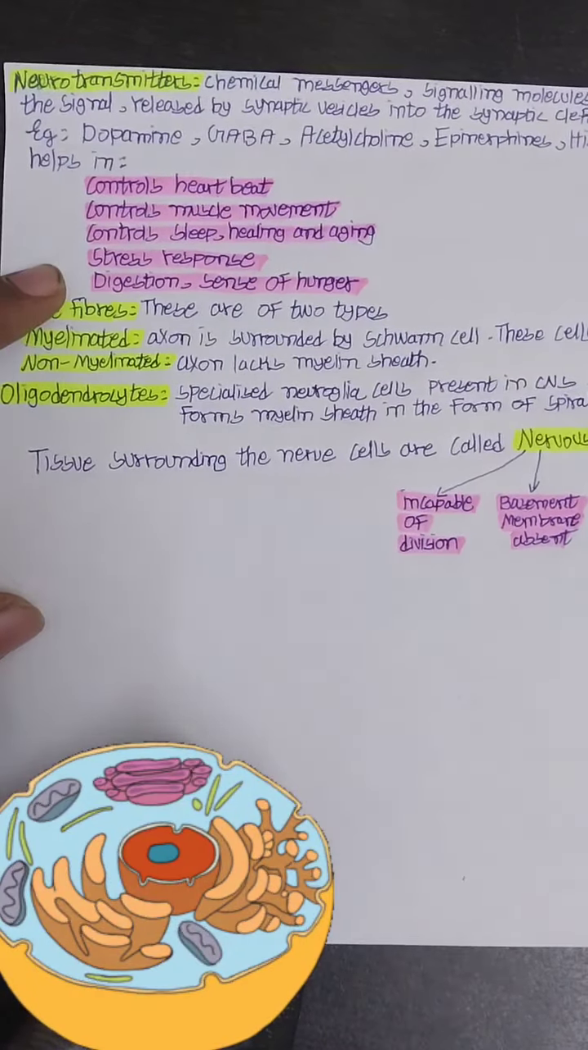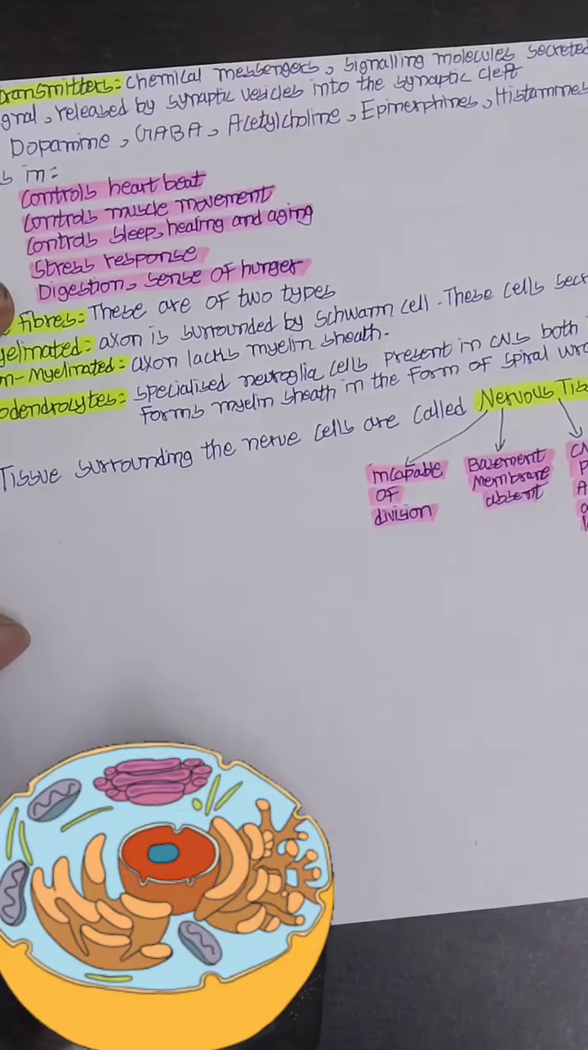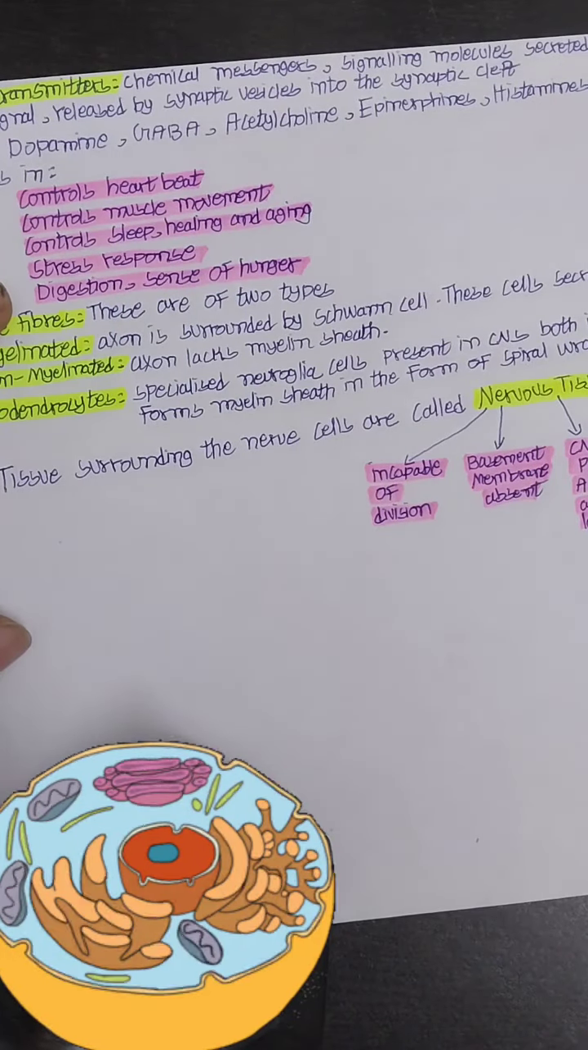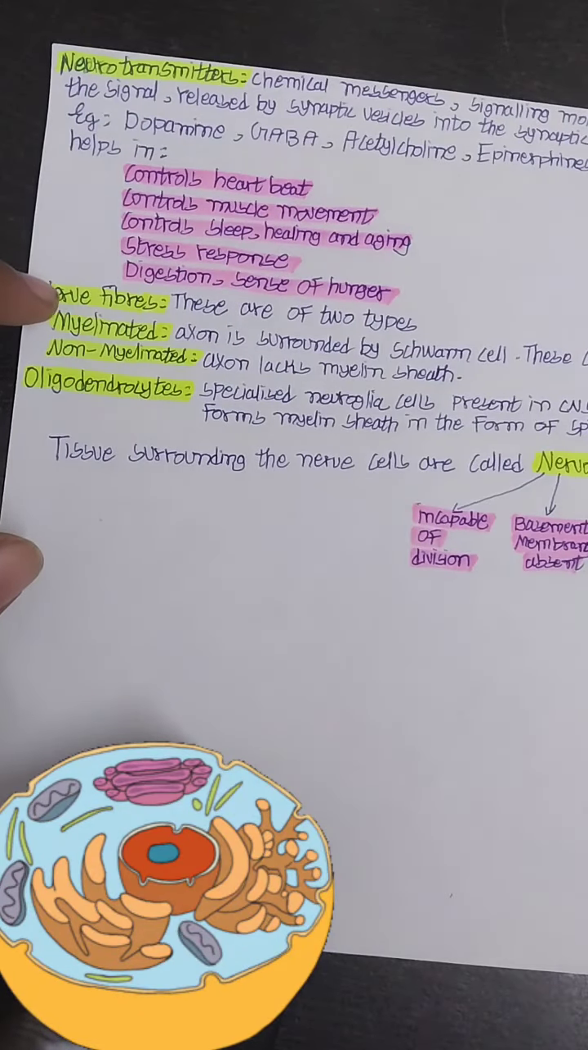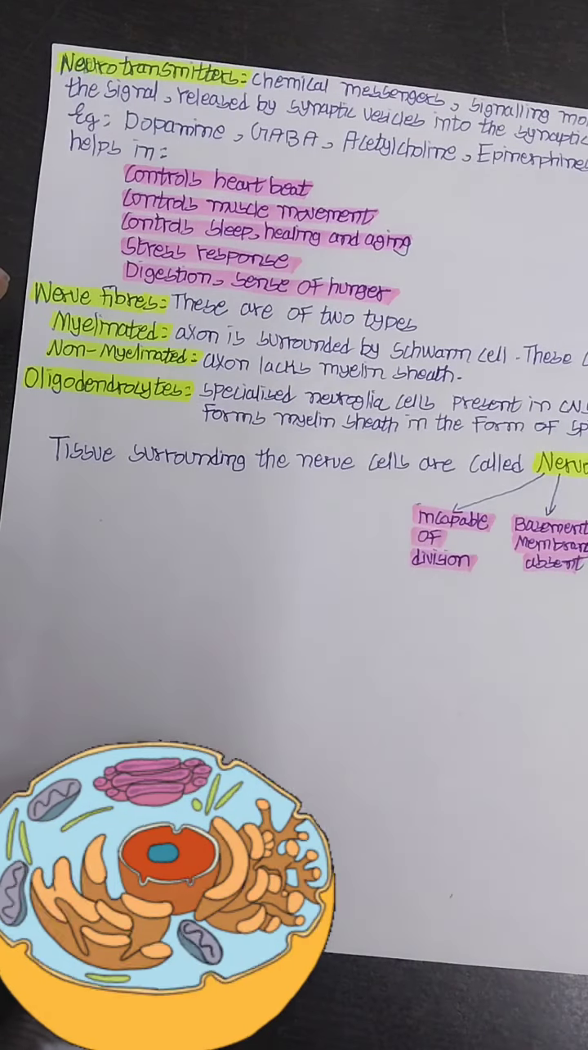Neurotransmitters are chemical messengers and signaling molecules. They are secreted by neurons to transmit signals. They are released by synaptic vesicles into the synaptic cleft. Some examples of neurotransmitters are dopamine, GABA, acetylcholine, epinephrine, histamine, endorphin, phenylalanine, etc. They help control heartbeat and muscle movements. They control sleep, healing, and the aging process. They also act in the stress response. They help in digestion and sense of hunger. There are numerous types of neurotransmitters present all over our body and nervous system.